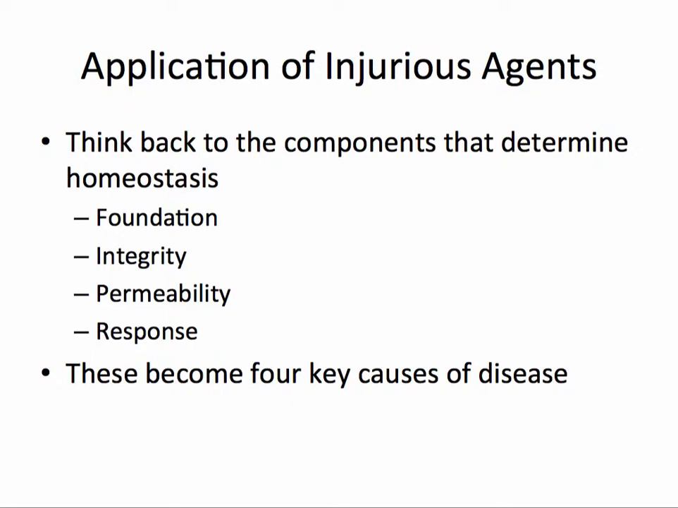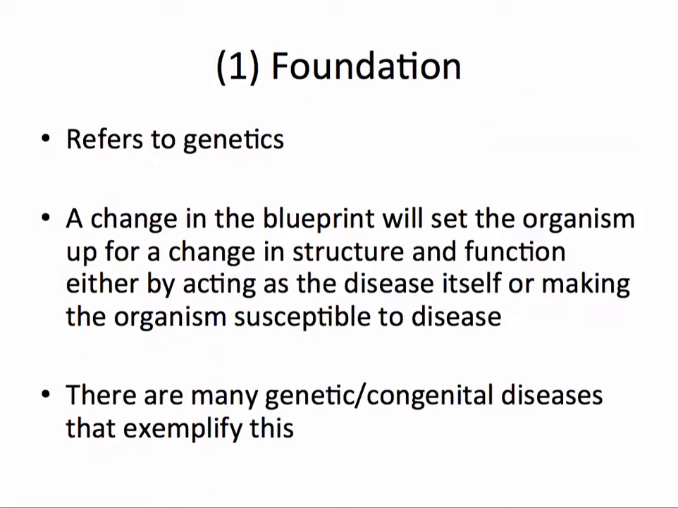Think back to the components that determine homeostasis. These become four key areas for the cause of disease. As we discuss each of these key areas, I will provide some examples of disease processes that characterize the components and subcomponents. So we'll begin with foundation.